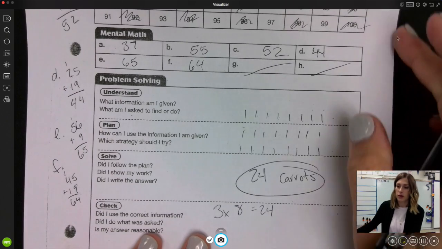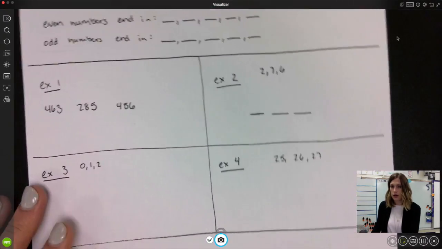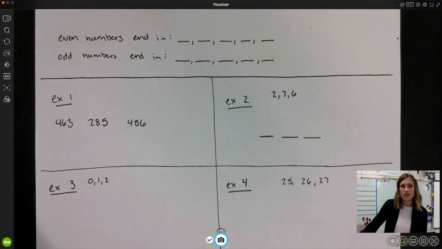All right, we are done with our power-up. We are all ready to go on our math lesson. So flip it over. Keep watching our video. I'm going to get up to my board, and we'll learn about even and odd numbers today.